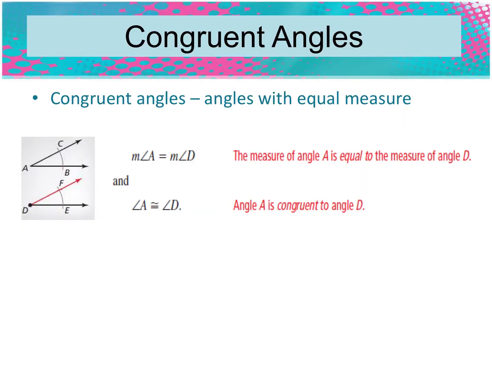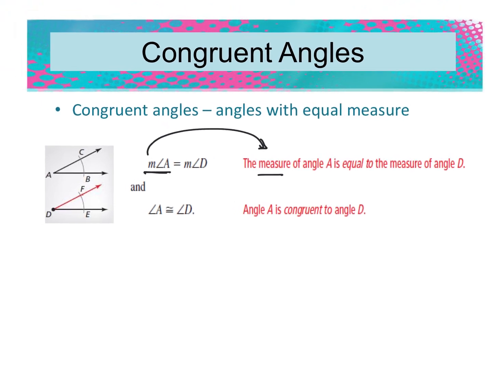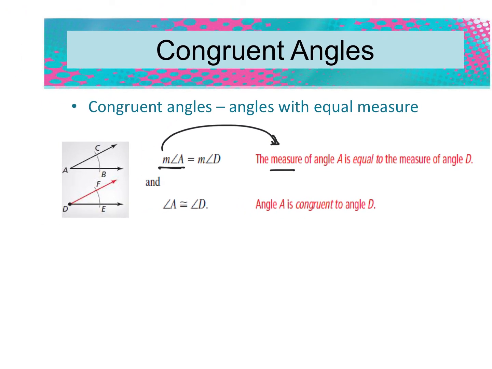Congruent angles. So just like we had congruent segments, we can also have congruent angles. And these are just going to be angles with equal measures. Now notice this little M in front of the angle symbol. All that little M in front just means the measure of. Because notice the first one, the measure of angle A equals the measure of angle D. When they give me something like this, then chances are they're going to tell me what that measure is.